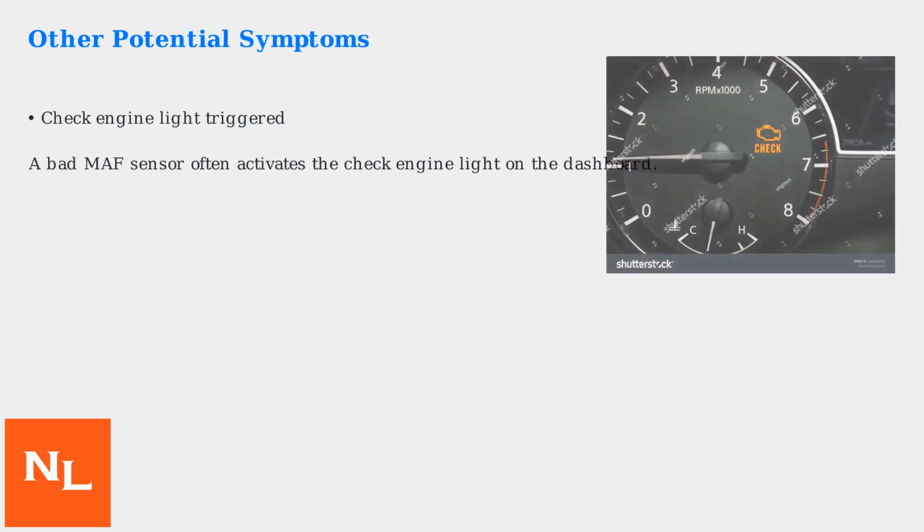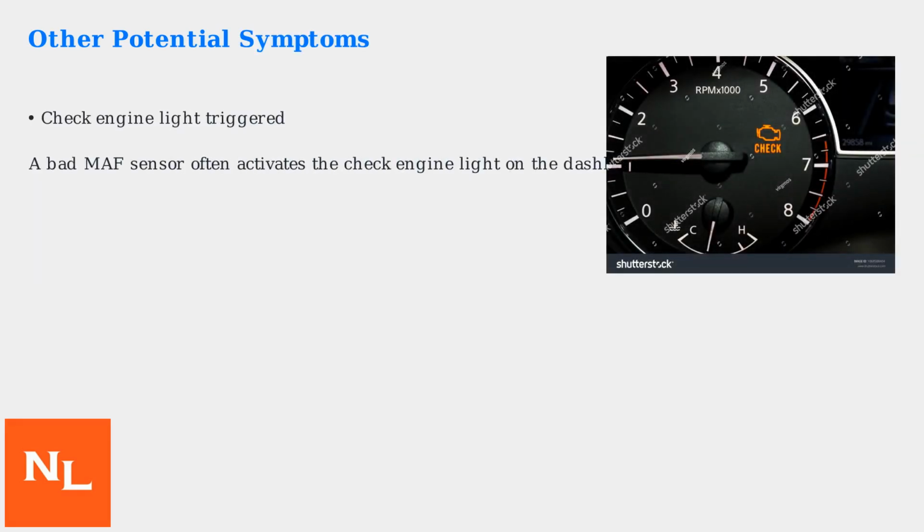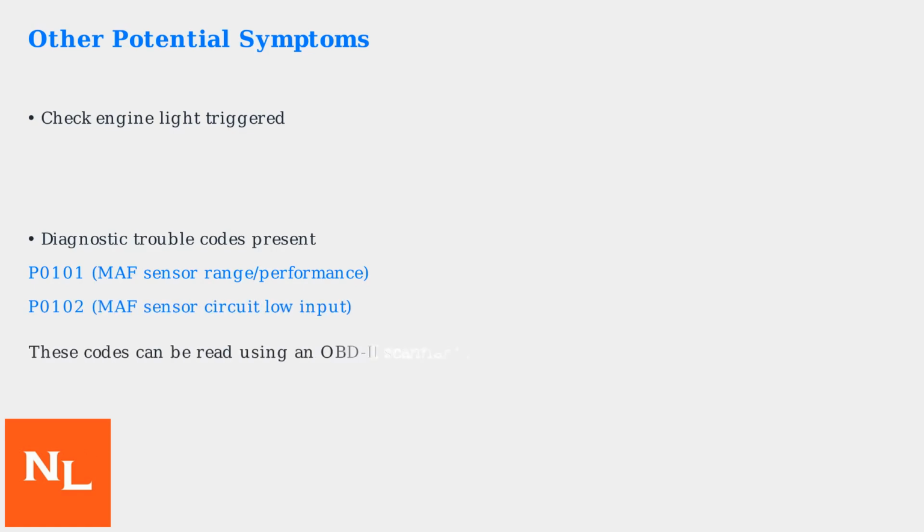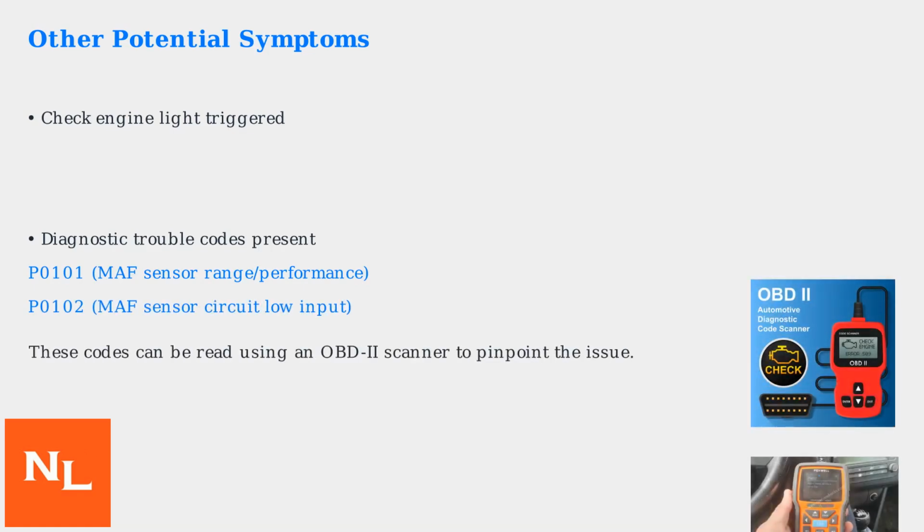Beyond the main 3 symptoms, a bad MAF sensor can also trigger the check engine light on your dashboard. This warning indicator illuminates when the engine control unit detects a problem. Additionally, the faulty sensor generates specific diagnostic trouble codes. Common codes include P0101, which indicates MAF sensor range or performance issues, and P0102, which signals a low input circuit problem.